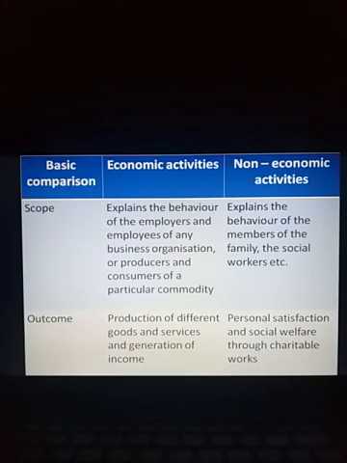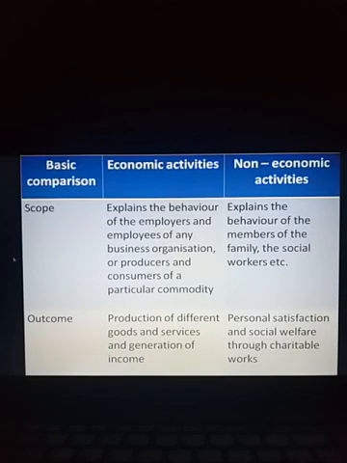Whereas non-economic activity, to the right hand side, what is the scope when you observe? It explains the behavior of the members of the family or social workers, because a non-economic activity mainly aims at self-satisfaction and there is no commercial motive behind it. That is why non-economic activity always includes in its scope the behavior of the members of the family or social workers.